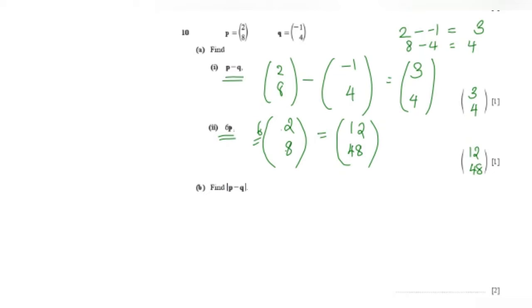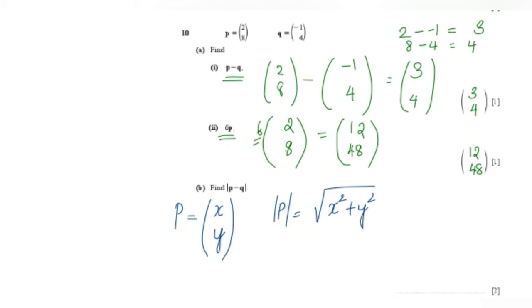The B part of the question is find modulus of P minus Q. We have already found out what is P minus Q. We are supposed to find what is the modulus value now. Now before we do this question, let me tell you the concept behind it. So let's say P is a column vector which has element x and y. Then to find what is the modulus of P, it is root of x square plus y square.